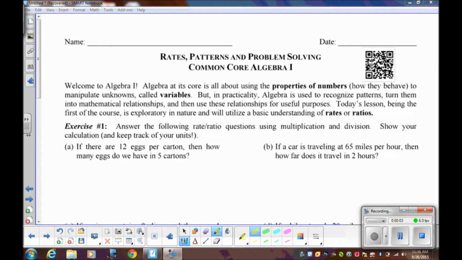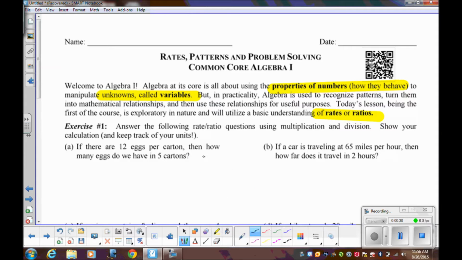Rates, patterns, and problem solving. Welcome to algebra. Algebra is about properties of numbers, how they behave, and so you're able to manipulate them. And the unknowns are the variables. Today we're going to talk about rates and ratios, things that you are familiar with. You have seen this stuff before in 6th and 7th grade.